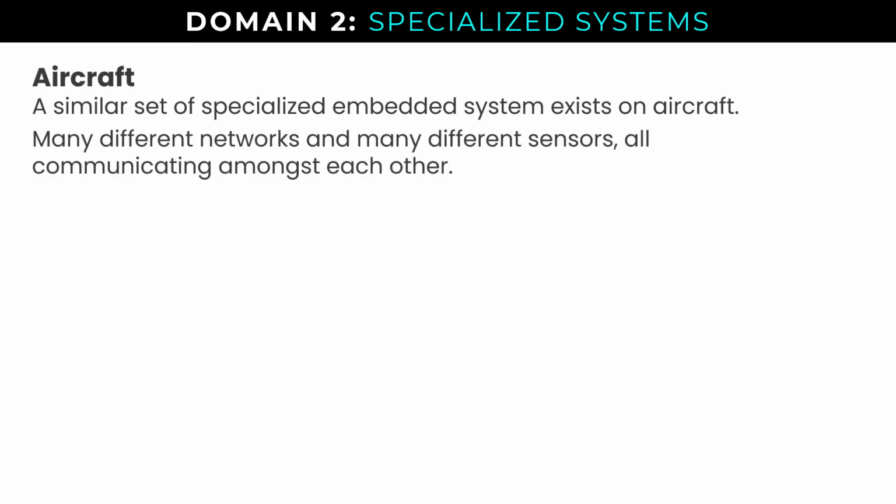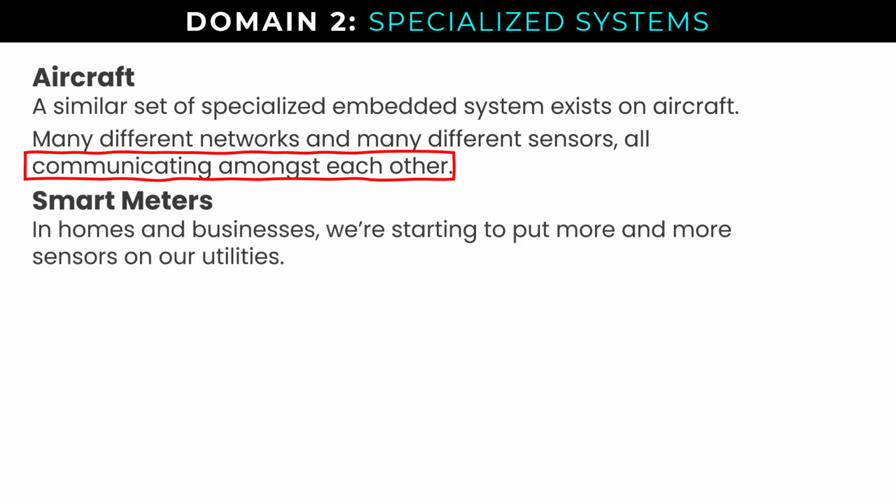Aircraft. We have a similar set of embedded systems and many different networks and sensors all communicating amongst each other. So the testing you'll see in the airline industry will include trying to get to these specialized embedded systems through, say, passenger Wi-Fi. You'll see penetration tests conducted to make sure that the passenger Wi-Fi is appropriately segregated from the core systems that run the aircraft. Again, dealing with human safety.